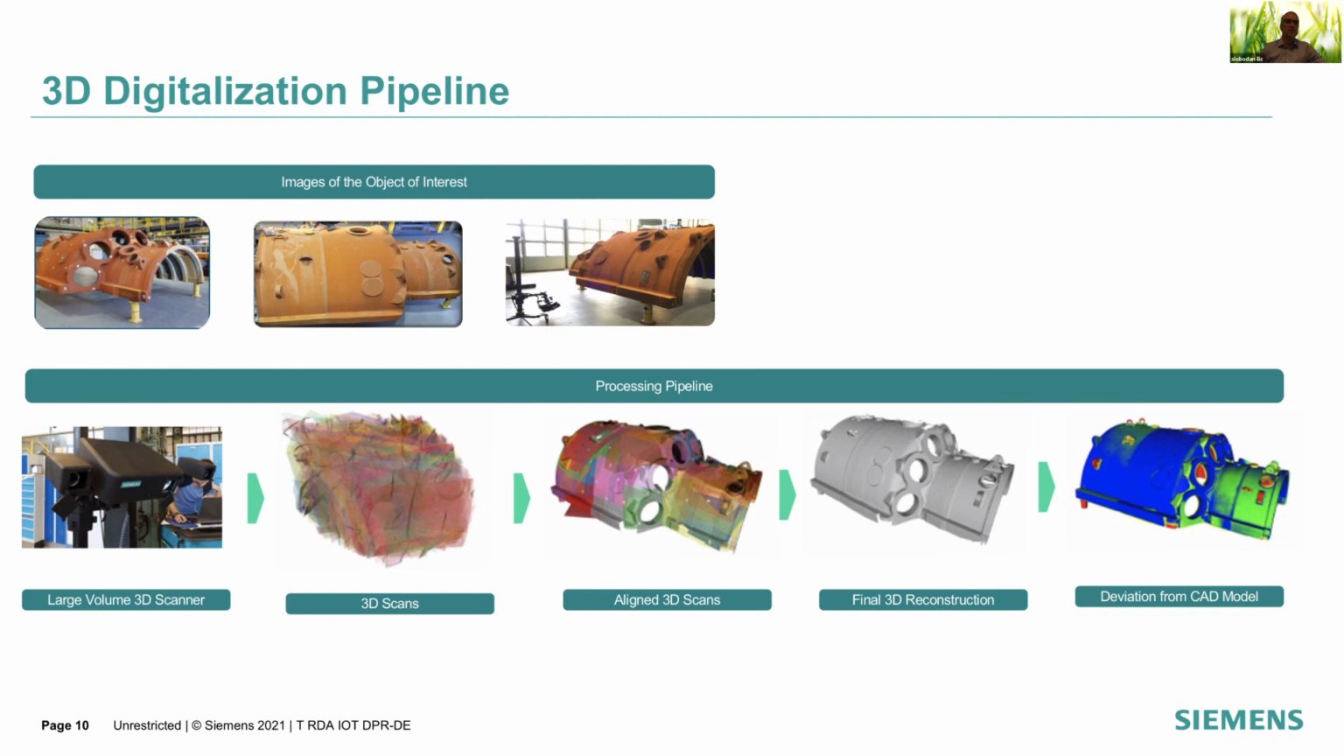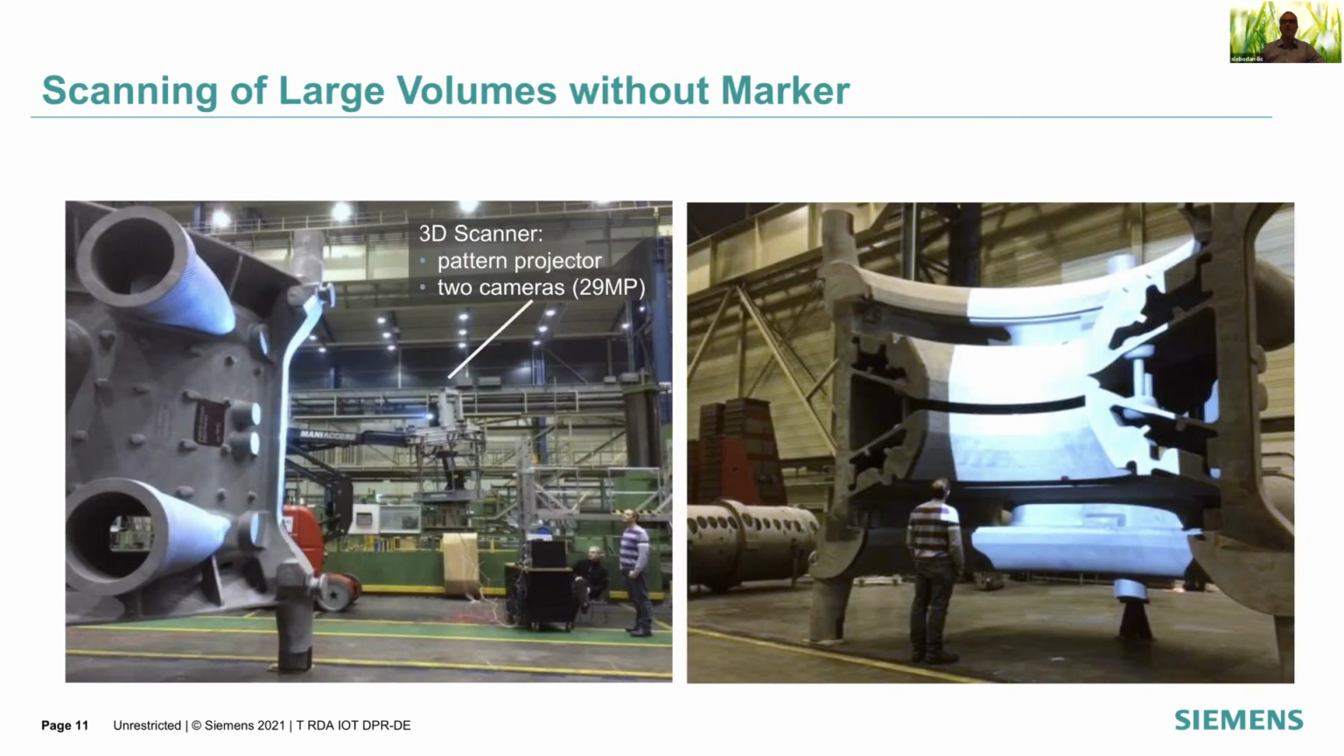On the right, you need an algorithm which puts these scans together. This is where one of the main contributions from our side came: automatic alignment of these 3D scans without markers. Then we produce this final 3D reconstruction, and it is compared to the CAD model in order to measure the deviations of the 3D reconstruction with respect to the CAD model. So here are some examples. Probably my first day at Siemens, and this is the factory in, I guess, Mulheim.